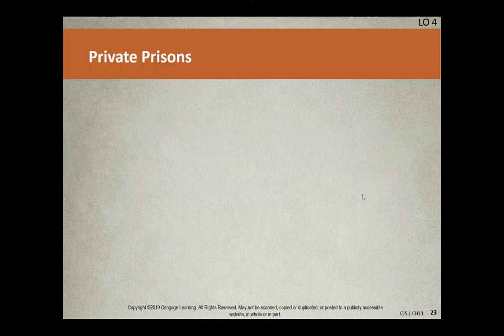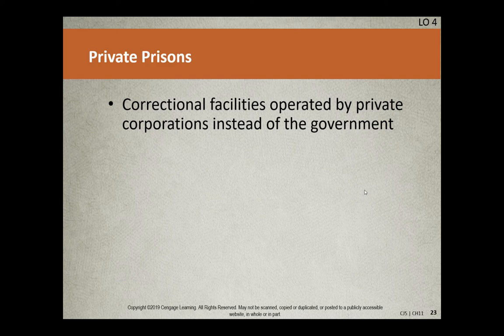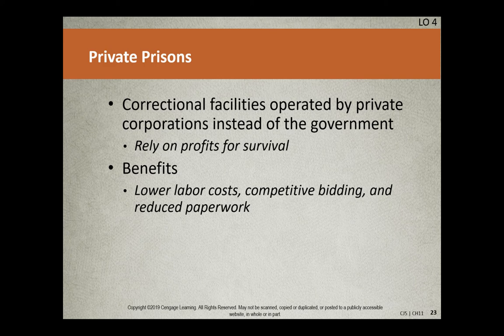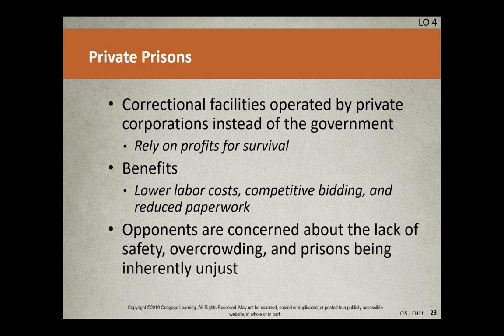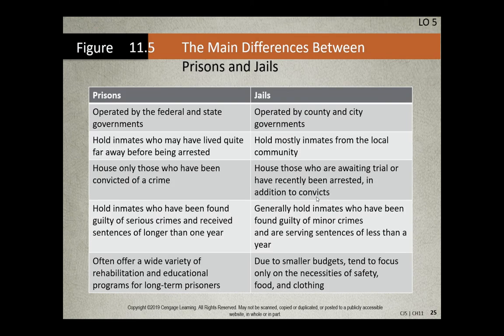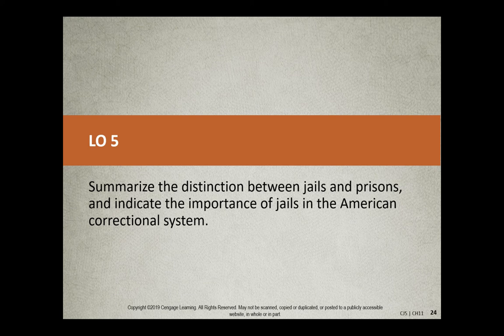But as prison numbers soared at the end of the 20th century, state correction officials faced this problem: we got too many inmates. So private prisons were created, and these are correctional facilities that are operated by private corporations instead of the government, and therefore they rely on profits for survival. The reason they wanted to privatize some of the prisons was mainly financial. Private prisons are often run more cheaply and efficiently than public ones because of labor costs and competitive bidding, less red tape. So private prisons are becoming increasingly attractive to state governments that are faced with the competing pressures of tight budgets.